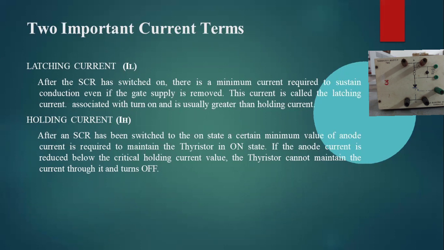And similarly, what about holding current? It is the minimum anode to cathode current below which the SCR will be in the forward blocking state, that is the off state. After the SCR has been switched to the on state, a certain minimum value of anode current is required to maintain the thyristor in the on state. And if the anode current is reduced below that critical holding value, the thyristor cannot maintain the current and turns off. So the holding current is associated with the forward blocking mode, and the latching current is associated with the forward conduction state. These are the two important terms.